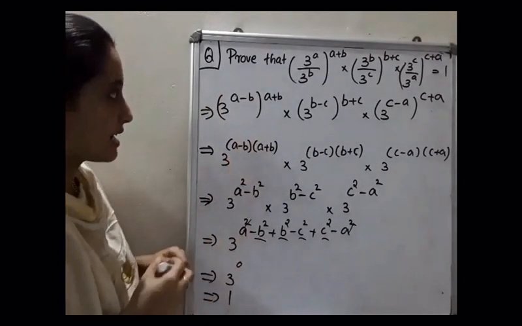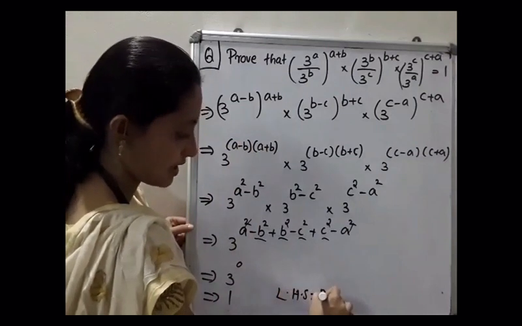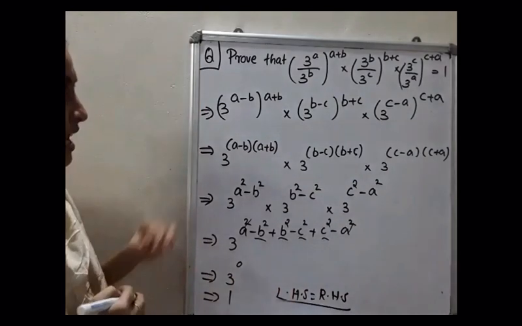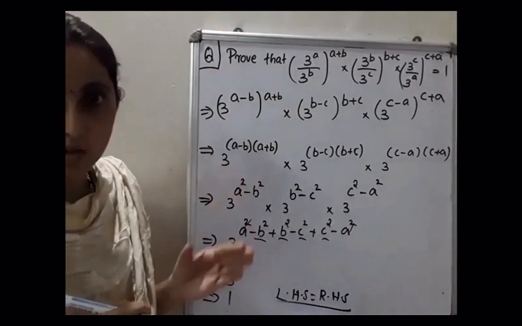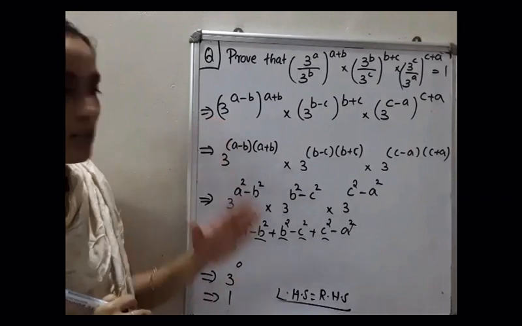We got the answer. So the answer is LHS is equal to RHS. Hence proved. Okay, simple question. So don't go through the length of the question. Just want to apply any law there. If we can apply any law in any step, then you have to move.